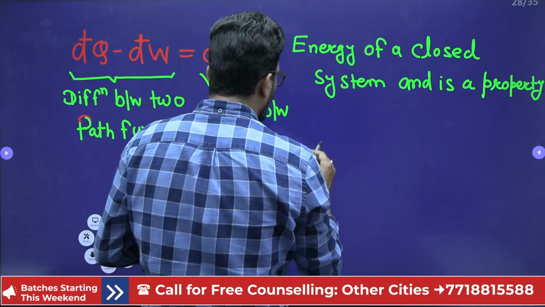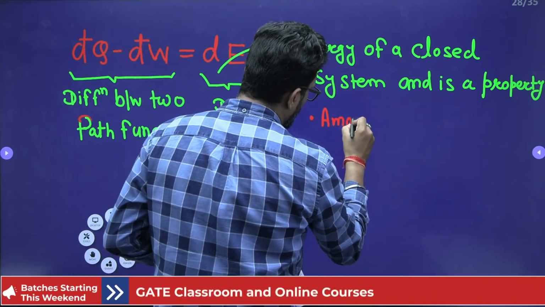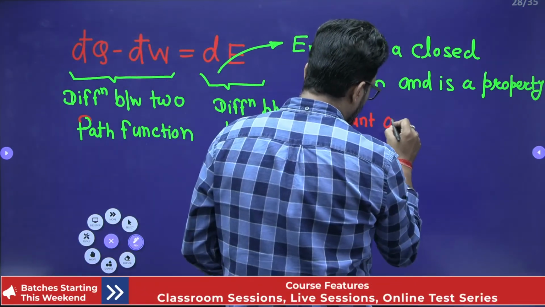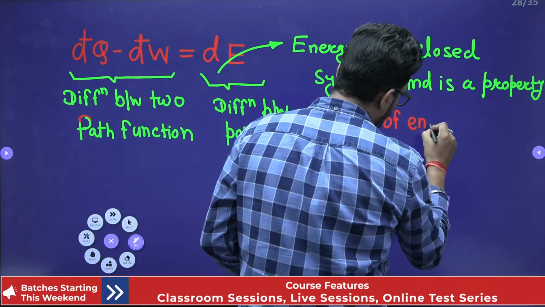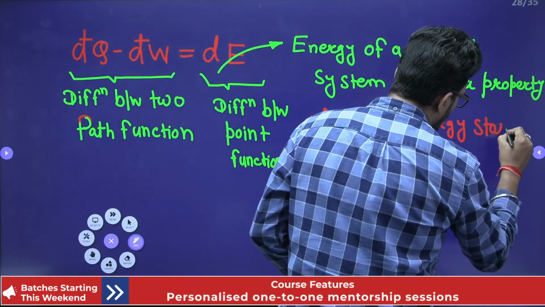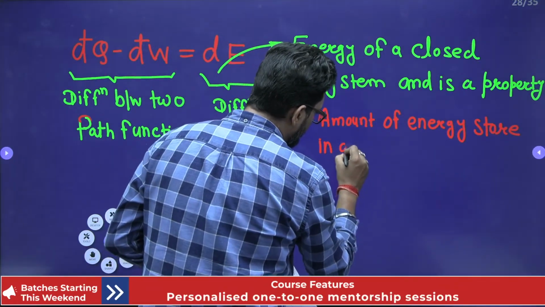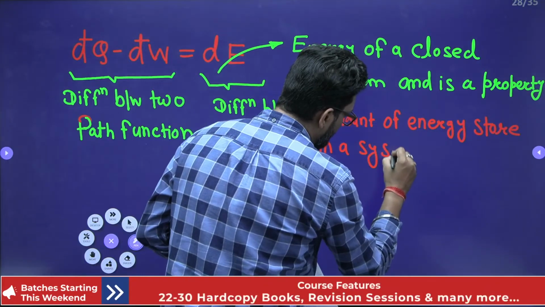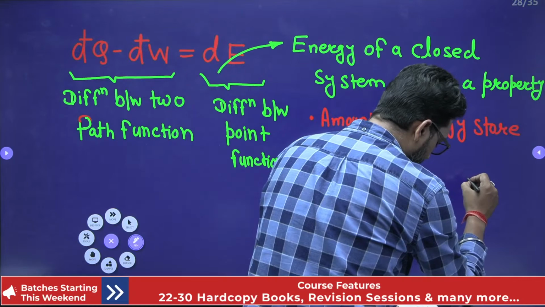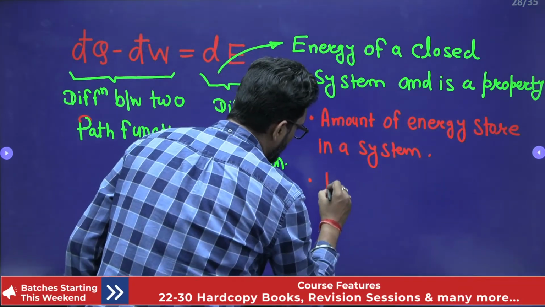Now, that means the amount of energy stored in a system, and it is a property stored in a system. That means point function.